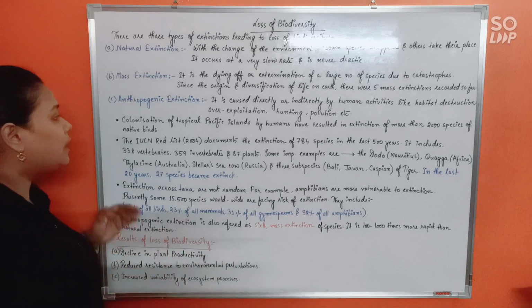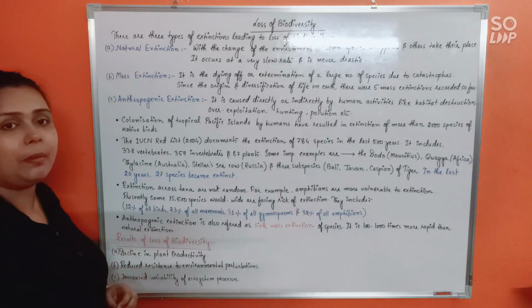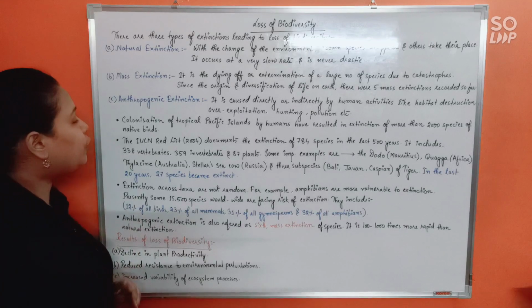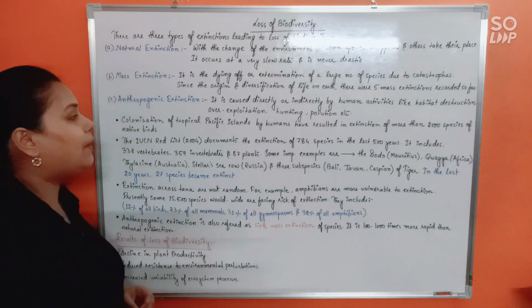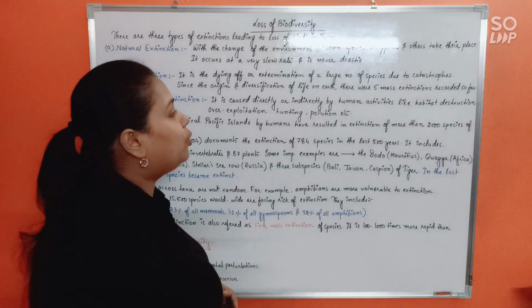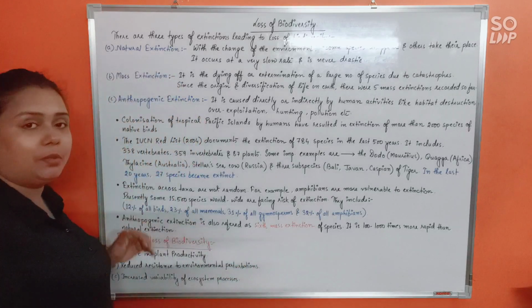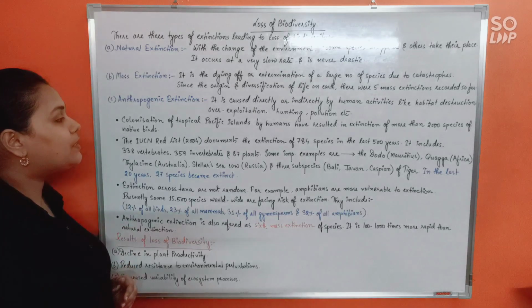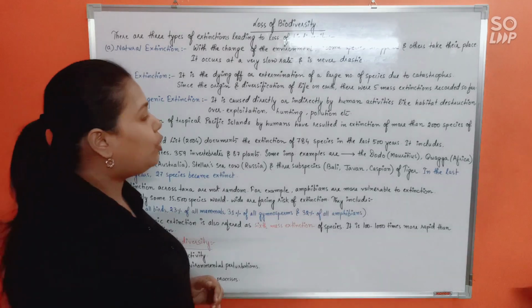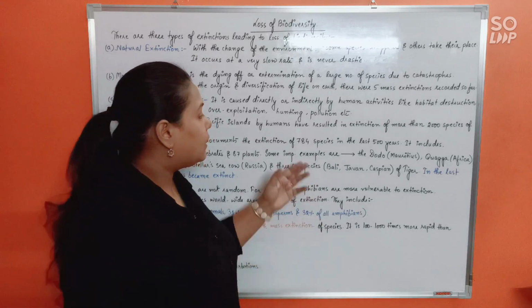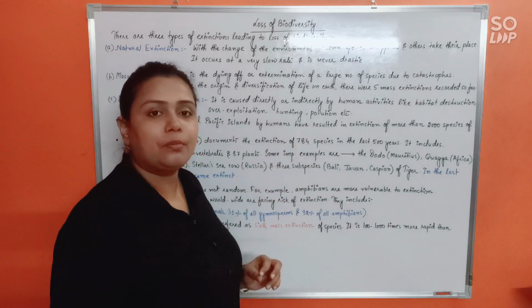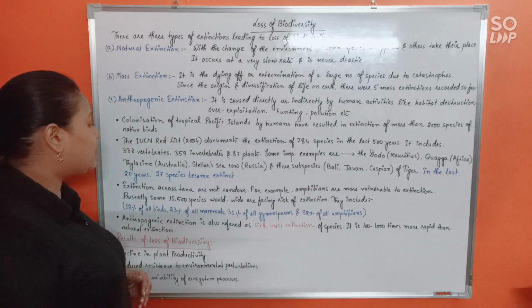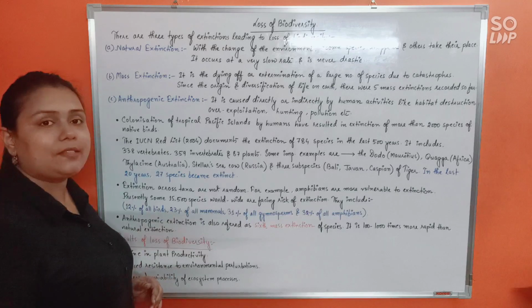So see here, there are a few important examples for you to remember in this aspect. First, colonization of tropical Pacific islands by humans has resulted in extinction of more than 2,000 species of native birds. Next, IUCN Red List 2004 documents the extinction of 784 species in the last 500 years. These numbers are very important for you to remember. It includes 338 vertebrates, 359 invertebrates and 87 plants.